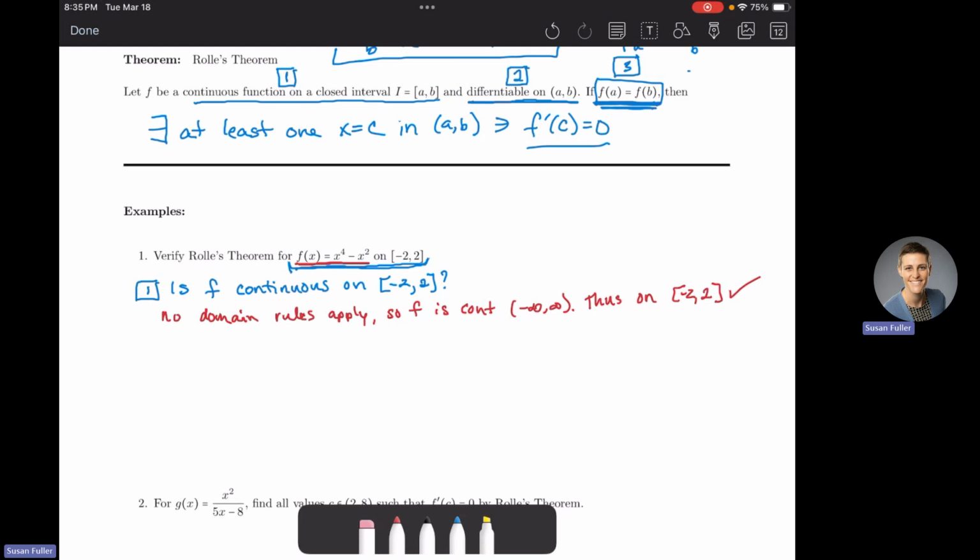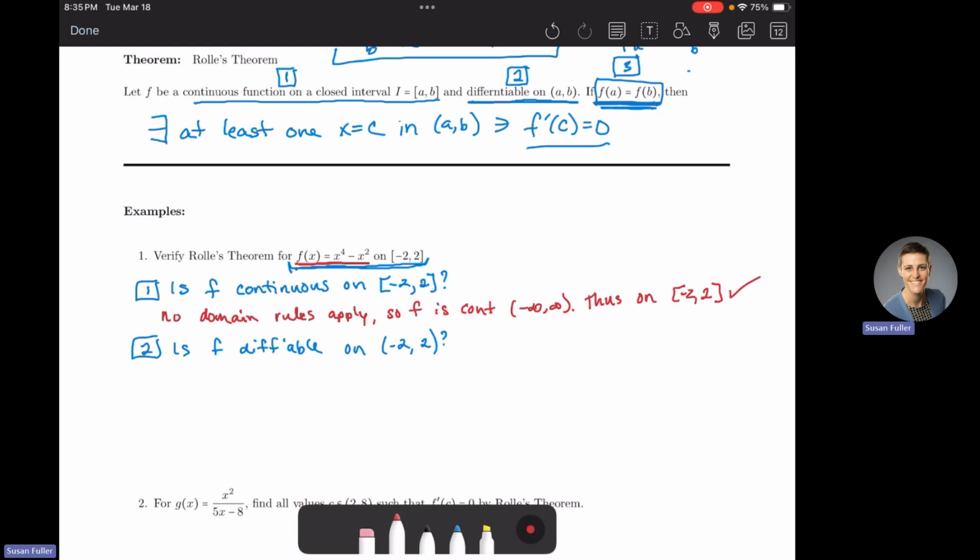The second box that we have to check, here we go, is my function differentiable on the open interval from -2 to 2? Okay. So to figure out if this thing is differentiable, again, we have to find the derivative, and we're basically going to apply our domain rules to our derivative. We're going to say, where does this thing exist?